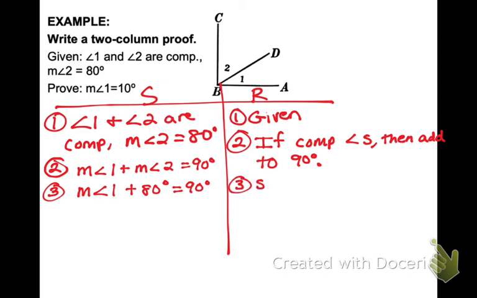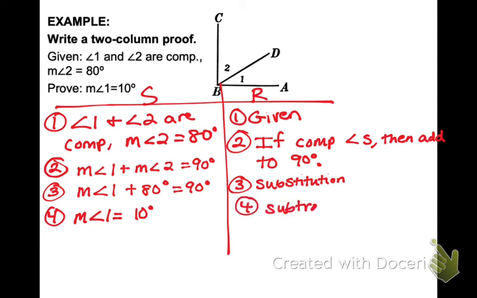So substitution. Ooh, we got one more move. What is it? Subtraction. Good, subtraction. So the measure of angle 1 is equal to 10 degrees. Subtraction. That was a pretty easy one. Property of equality.